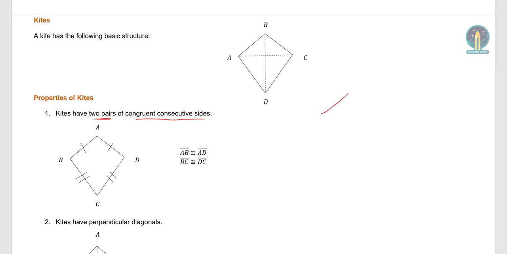Let's say we had one pair of congruent consecutive sides, but then the other were not congruent, right? Let's say it looks like this. These two are congruent, these two are not congruent. So this is not a kite. Gotta have two pairs. One pair, second pair, congruent. Then it's a kite.